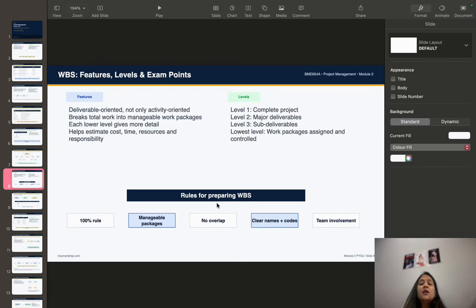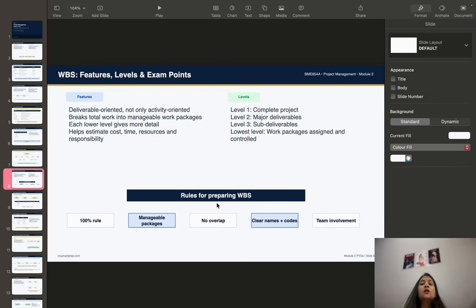All right. Next, you can see while preparing the WBS, remember these rules. Very important. Follow the 100% rule. Make packages manageable. First, I am saying follow the 100% rule. Next, I'm saying make packages manageable. Third is avoid overlap. Fourth is give clear names and codes. And last one, fifth, is involve the project team.